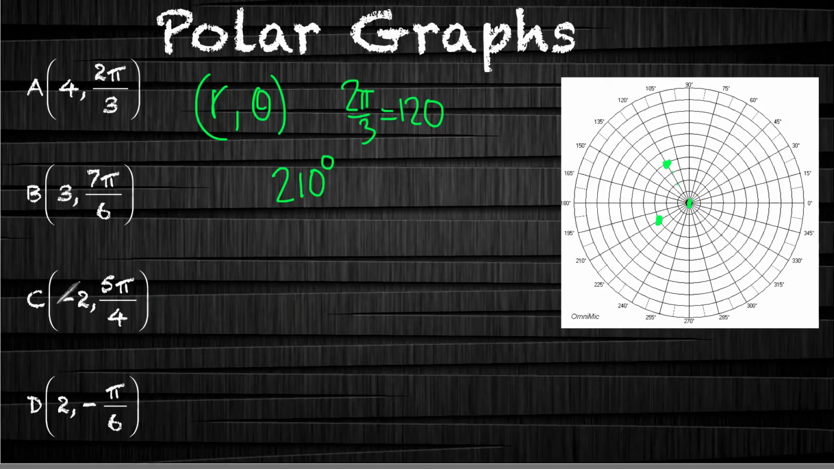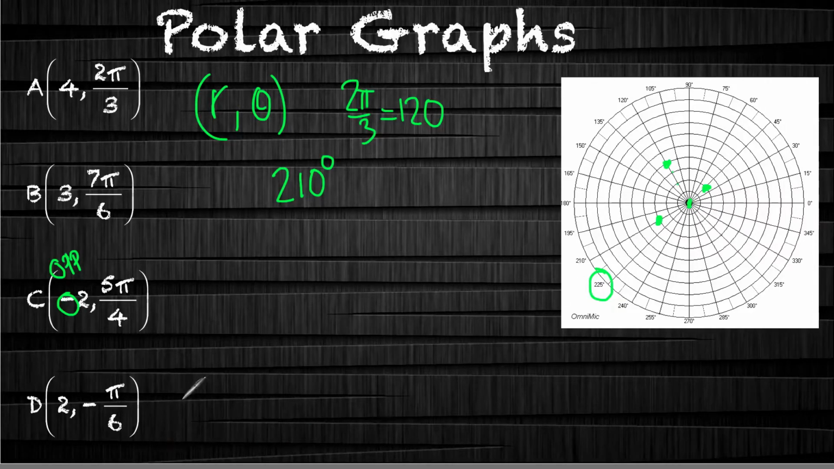This negative right here means simply to go 2 units in the opposite direction. So you're going to want to probably write that down. Opposite direction of 5 pi over 4. 5 pi over 4 is 225. So if we go in the opposite direction, instead of quadrant 3, we're going to be in quadrant 1. And we're going to go 2 units in the direction of 45. So that's going to be 1 and 2. So that's going to be that point right there.